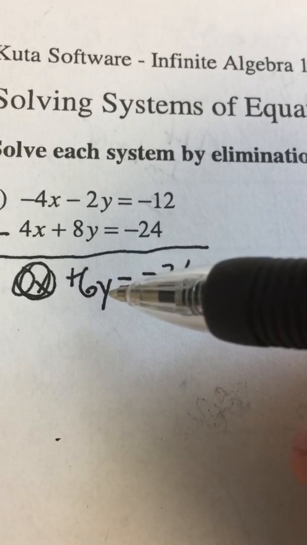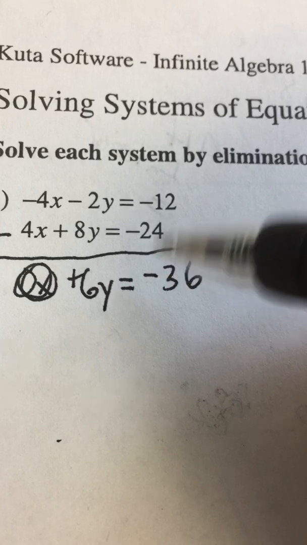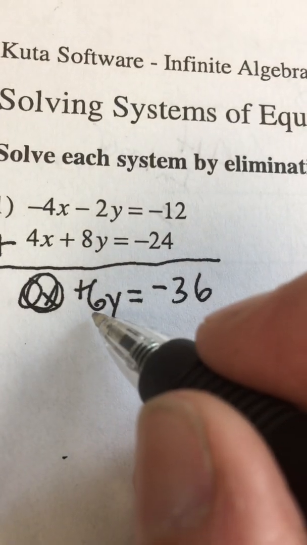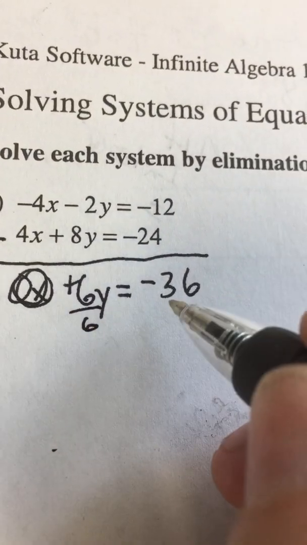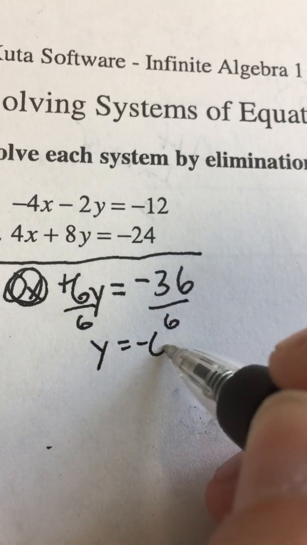Now that I only have one variable, I can solve the single equation for that variable, okay? So how do we undo multiplying by 6? We divide by 6. If I do it to one side, I do it to the other side. So y equals negative 6.